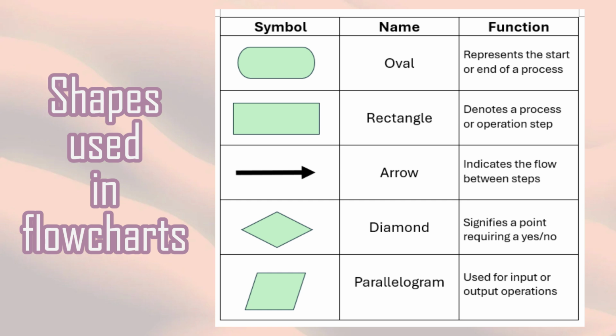Next one is the diamond. Diamond is used to display a condition or decision, most commonly yes or no. It signifies a point requiring a yes or no. And the last shape is known as the parallelogram, and it is used to represent input or output operations to display. So these are the shapes that are most commonly used in simple flowcharts. More shapes are also used, but these are the basic shapes that are used in simple and easy flowcharts.